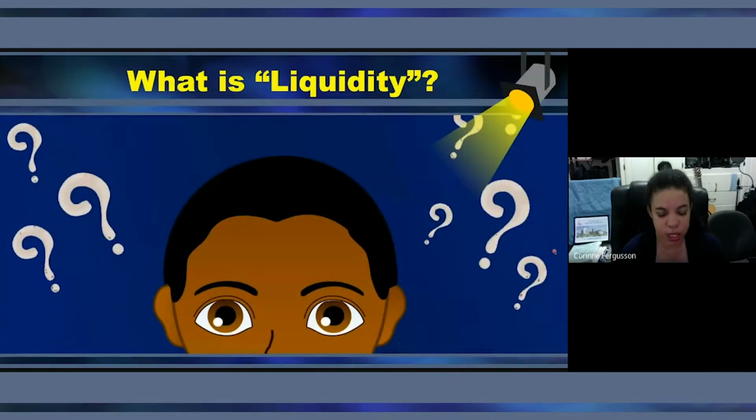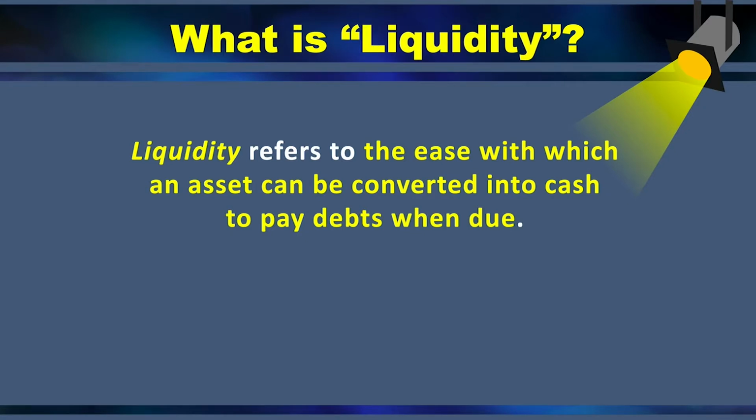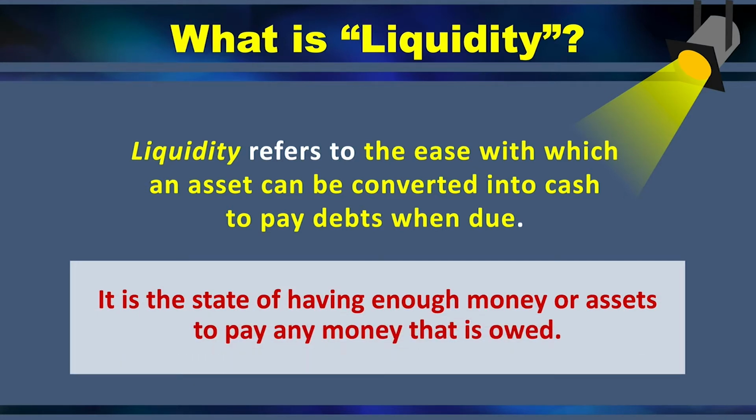So what is liquidity? Liquidity refers to the ease with which an asset can be converted into cash to pay debts when it becomes due. So it is the state of having enough money or assets, liquid assets, to pay any money that is owed, especially in the short term.